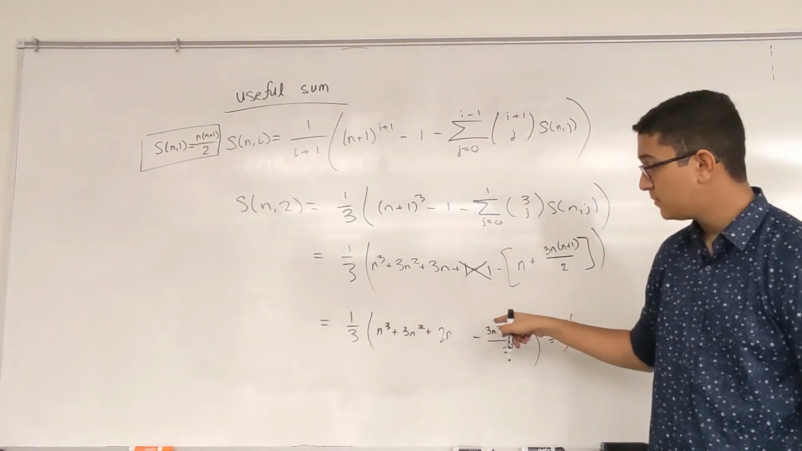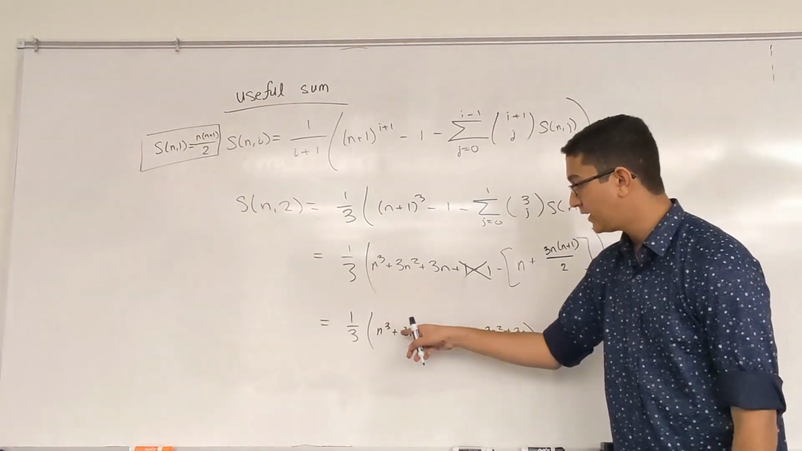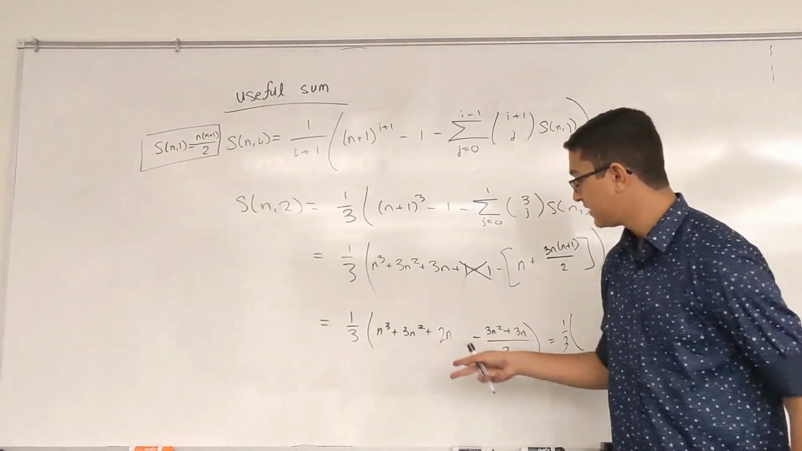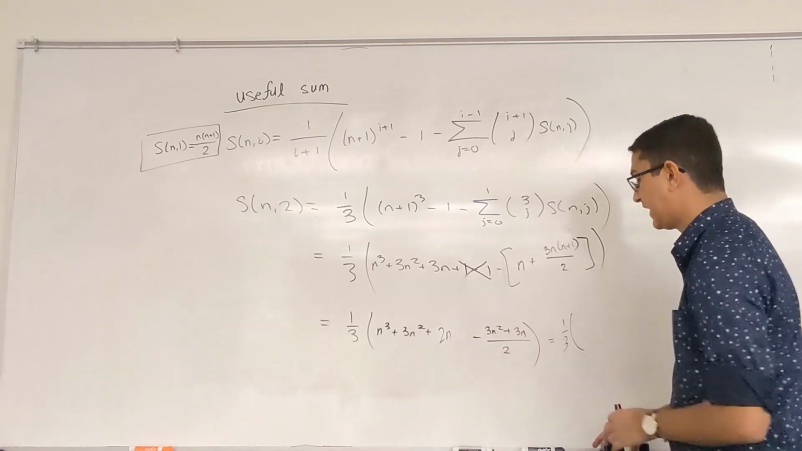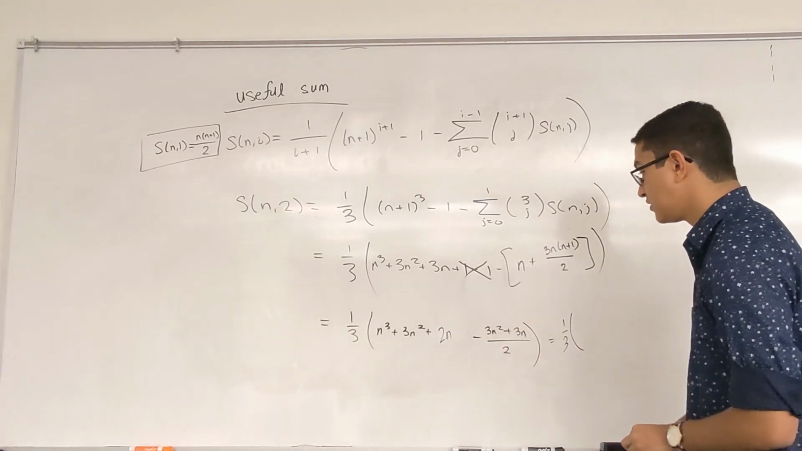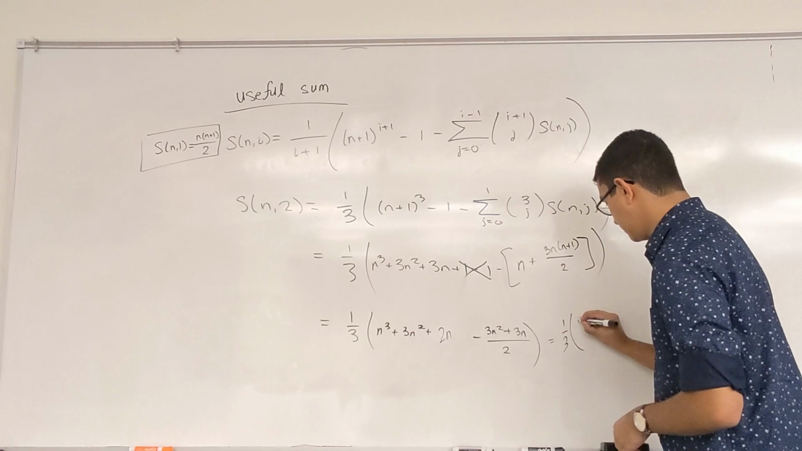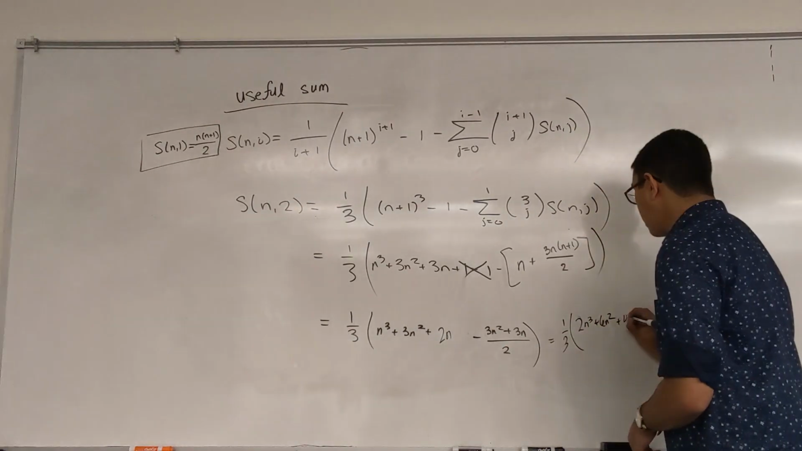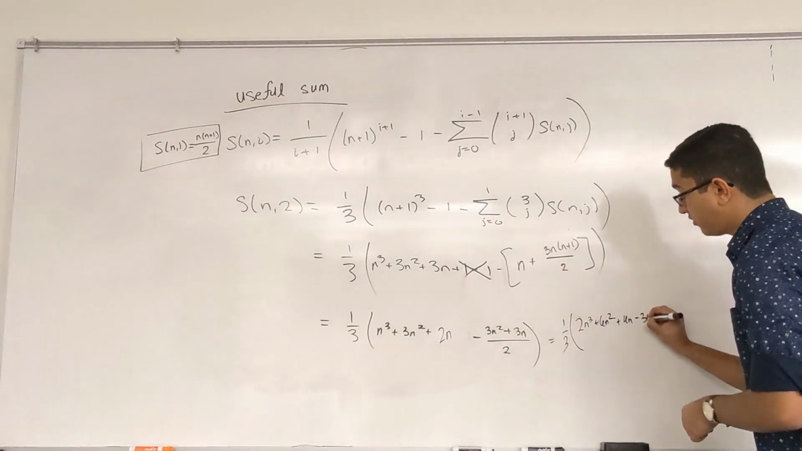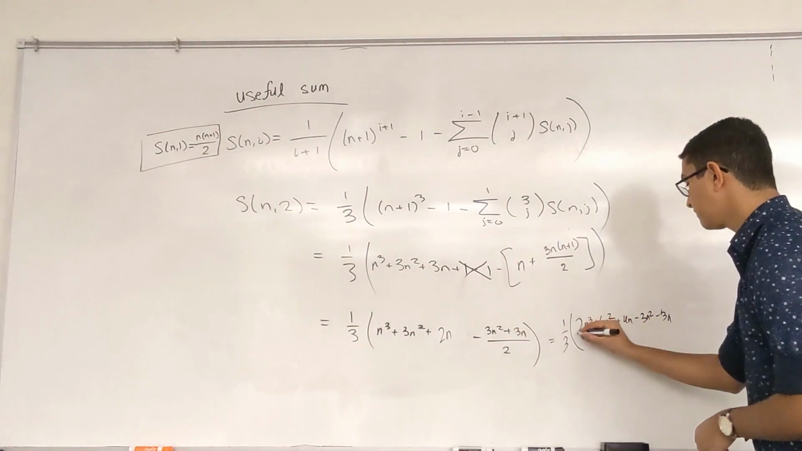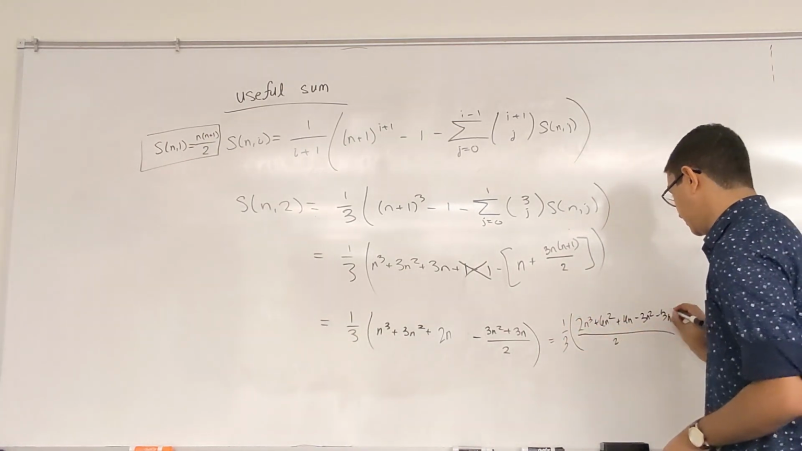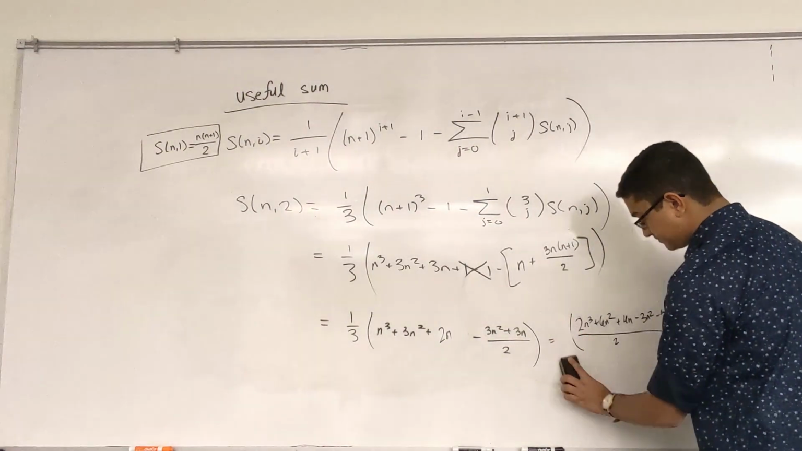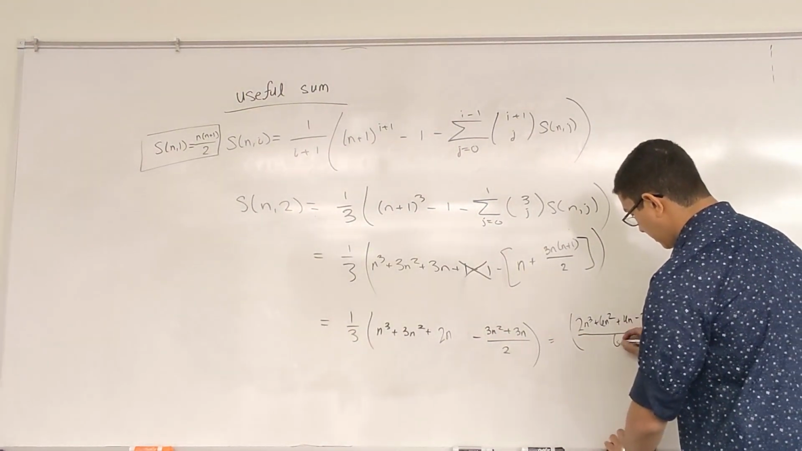And then I'll multiply this entire piece here by 2. So we have 2n cubed plus 6n squared plus 4n, and then I'll divide the entire thing by 2. That way we have a common denominator, and then we can add and subtract these together. So that's going to be simply 2n cubed plus 6n squared plus 4n, and then minus 3n squared minus 3n, all divided by 2. And then what we'll do is actually move this 1 over 3 in, so we have divided by 6.